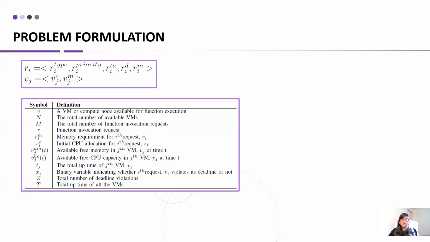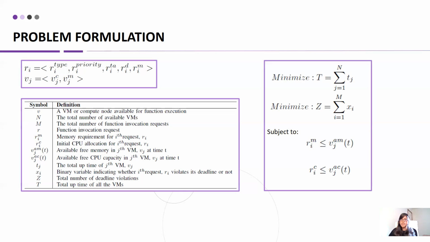Moving on to a more formal definition of the problem. In this work, we consider a scenario where function invocation requests arrive at a serverless platform with certain attributes. They have a specific function to be invoked, a priority level, arrival time, a deadline, and a memory request. Also, the platform has a set of compute nodes or VMs. Each VM has some available resource capacity defined by a two-dimensional vector, CPU and memory. And for the scope of this work, we consider an application to be composed of a single function.